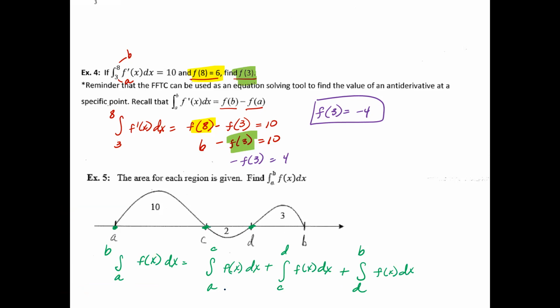I'm going to go ahead and replace the areas. So then I have 10 for the first piece. Here it's below the x-axis, so it's going to be a negative, -2, plus 3. So then altogether, 10 plus 1 is going to give you 11 units squared.